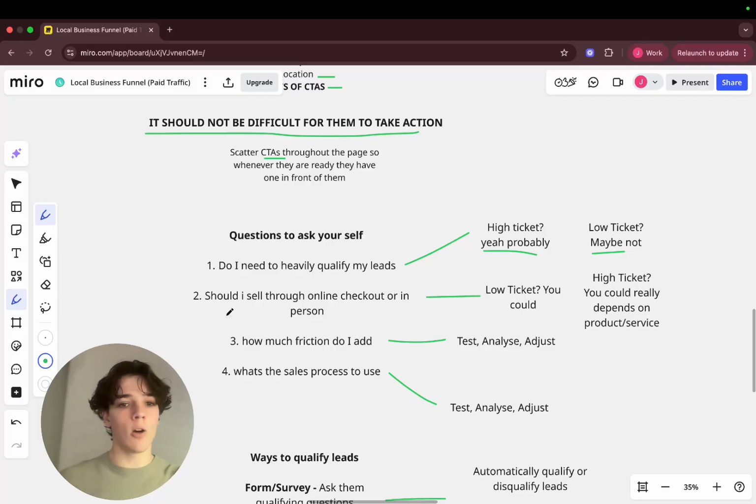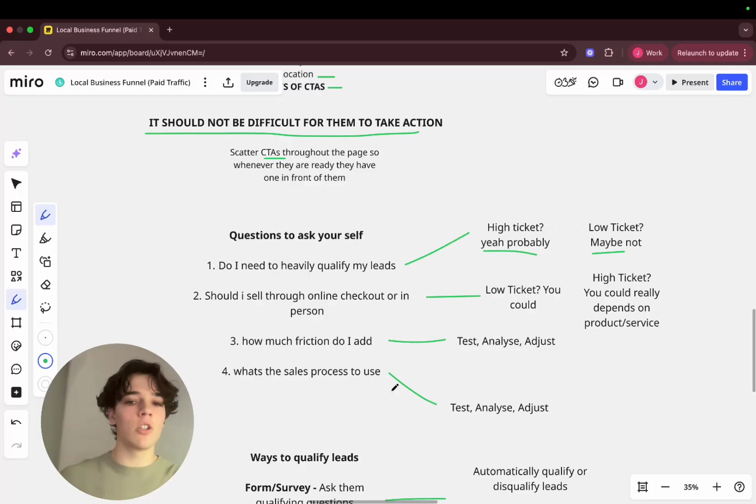And should I sell through online checkout or in person? Low ticket, you can probably sell online. High ticket, it depends on the product or service. For example, if your main offer was something bigger, maybe $1,000 or $500, maybe you could sell in person, and you could have an offer at the front end just to get them in the door, and then you could sell them that in person.